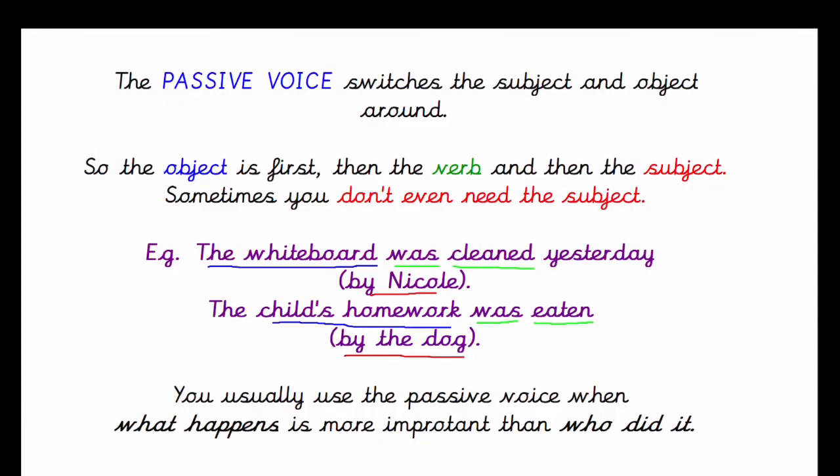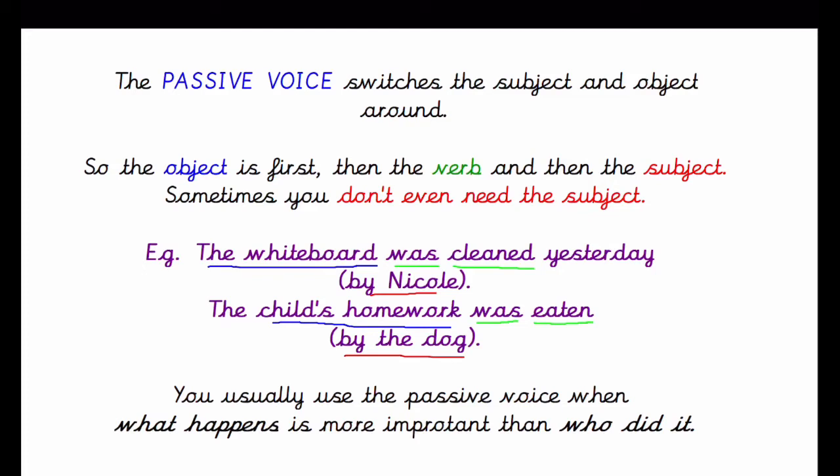Now the sentences that we just looked at were active voice sentences. Now the passive voice switches around the subject and the object so they're the other way round. So the object goes first and then the verb and the subject goes at the end. Sometimes you don't even need to include the subject in the sentence. For example, the whiteboard was cleaned yesterday by Nicole. You don't necessarily have to write by Nicole.